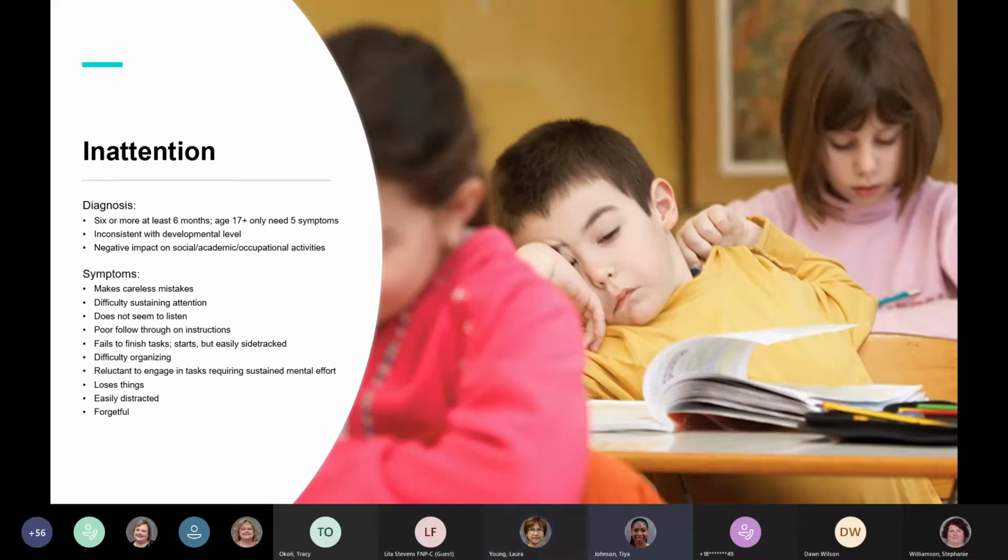difficulty organizing tasks and activities, they avoid, dislike, or are reluctant to engage in tasks that require sustained mental effort, and they lose things necessary for tasks and activities. They are easily distracted by extraneous stimuli, and this may include unrelated thoughts, like if they're just daydreaming all the time, or they're forgetful in daily activities. So again, if you're under 17 years old, you need at least 6 or more of these symptoms to be consistent with a diagnosis of the inattention portion of ADHD for at least 6 months.